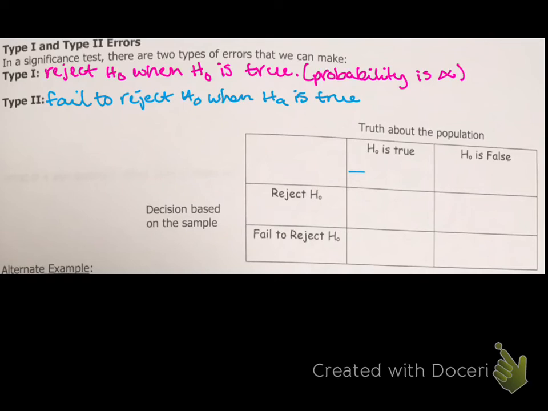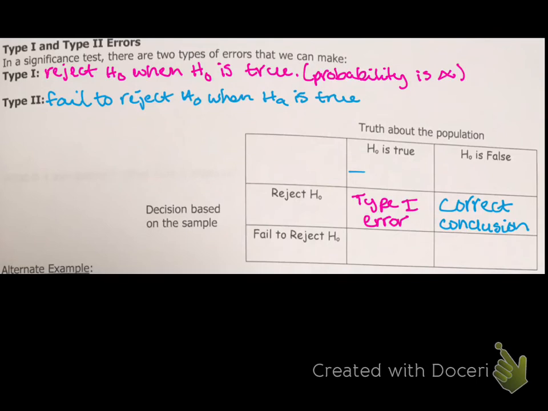Alright? So let's look at the table. Across the top we have truth about the population, and on the side we have decision based on the sample. If we reject H sub O when H sub O is true, in this first square right here, we have committed a type 1 error. Go right next to it. We reject H sub O when H sub O is false. That means we made the correct conclusion.